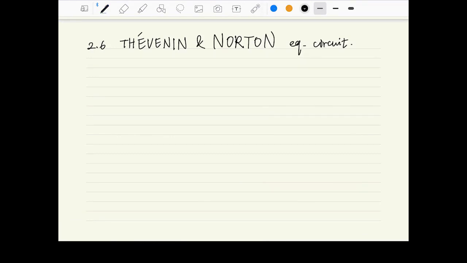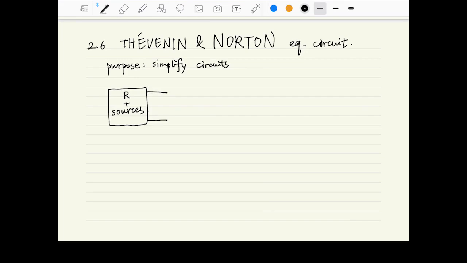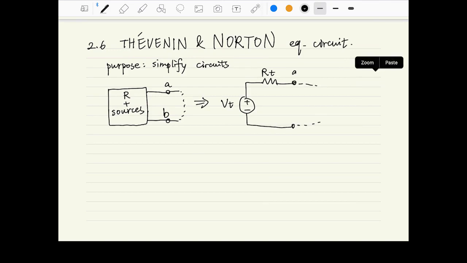Now we come to section 2.6 of our textbook, which is Thevenin and Norton equivalent circuits. Let's keep it simple. These methods are ways to simplify your circuits. So they are our helpers. Don't be afraid of them. To explain their functions, using diagrams is much simpler. So imagine there is a black box consisting of resistances and sources, and maybe it is connected to something else. We don't know what it is.